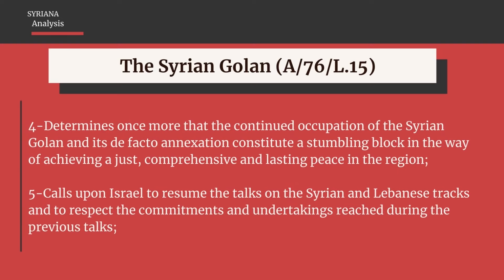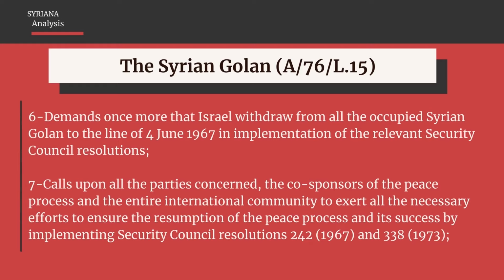The resolution determines once more that the continued occupation of the Syrian Golan and its de facto annexation constitute a stumbling block in the way of achieving a just, comprehensive, and lasting peace in the region, and calls upon Israel to resume the talks on the Syrian and Lebanese tracks and to respect the commitments and understandings reached during the previous talks. The resolution demands once more that Israel withdraw from all the occupied Syrian Golan to the line of 4 June 1967 in implementation of the relevant Security Council resolutions.